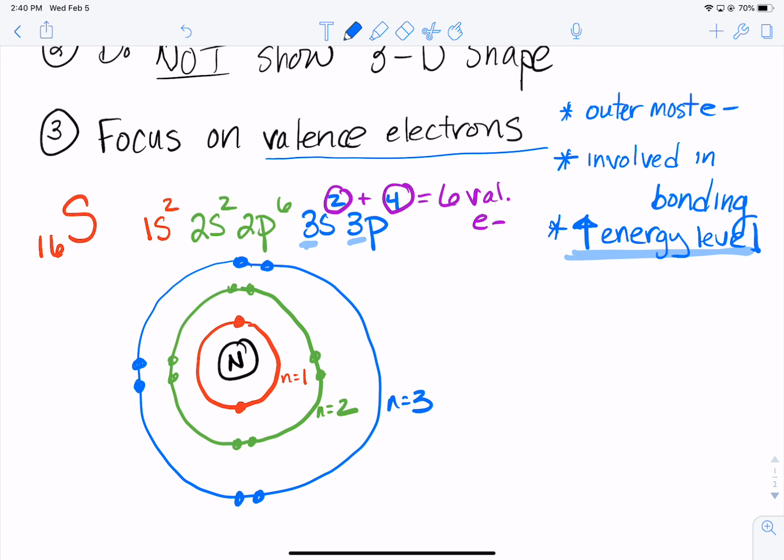So if ever you wondered why is everything in that column, everything, by the way. Oxygen, what's the charge on oxygen? -2. Why? Because it has 6 valence electrons. Sulfur's got 6. How many does selenium have? 6. How many does tellurium have? 6. They're all just 2 away from being a noble gas.